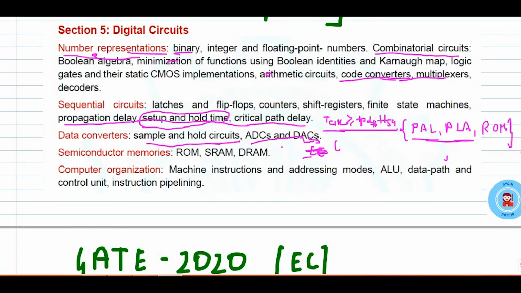And anyways, except GATE, if you write ESE or a BARC exam or an ISRO exam, damn sure you will get a question. So anyways, you have to study this.